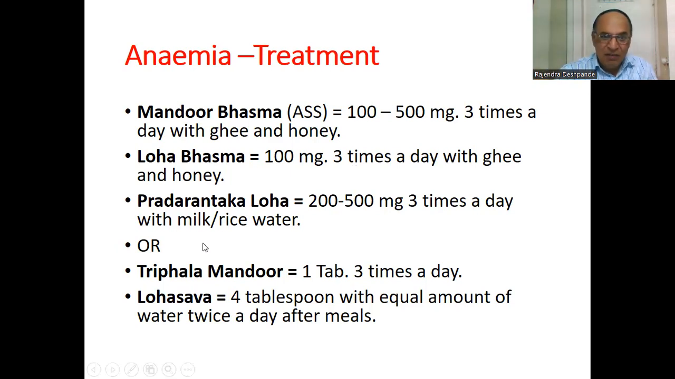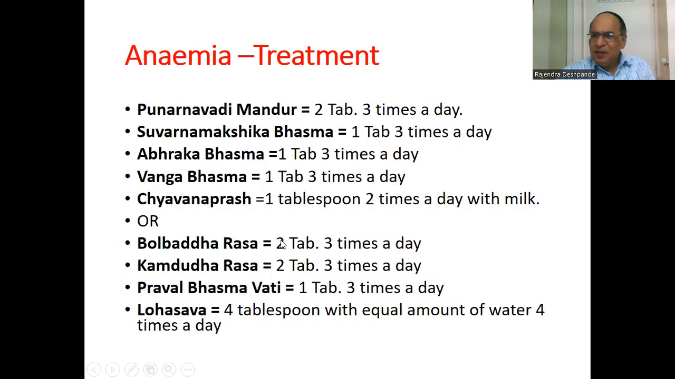Then Navayas Mandura and Lohasava. So many different prescriptions I am giving you, my dear friends. Then Punarnavadi Mandura, Suvarnamakshika Bhasma, Abhraka Bhasma, a new thing. Whenever there is a bone marrow problem, and the bone marrow cells are not functioning well, or there is an association of a brain problem with anemia, or lung problem, tuberculosis and anemia, Abhraka Bhasma is the best, and also Vanga Bhasma. Vanga and Abhraka are Ojovardhak.